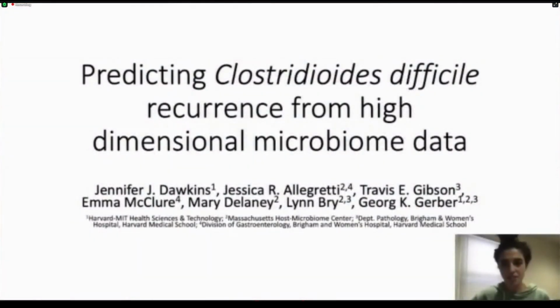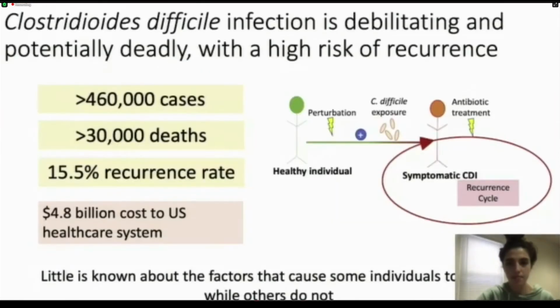Hello, my name is Jennifer, and I'm going to talk about predicting Clostridioides difficile recurrence from high dimensional microbiome data. Clostridioides difficile infection, or CDI, is a debilitating and potentially deadly disease with a high risk of recurrence. After recurrence, the risk of subsequent recurrences continues to increase.